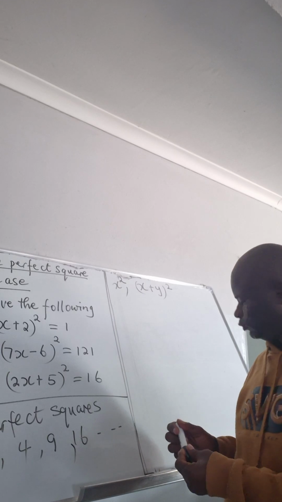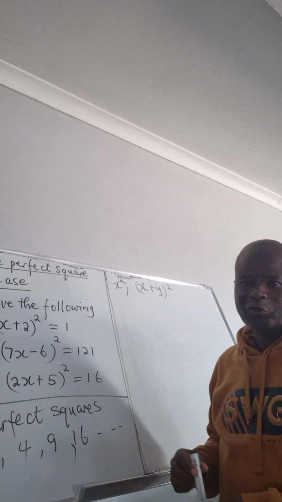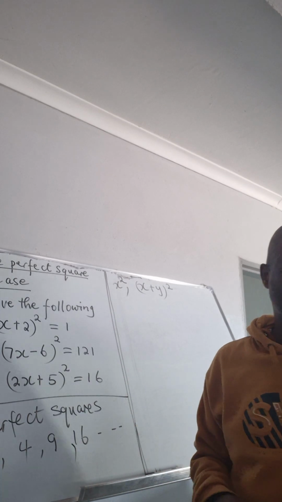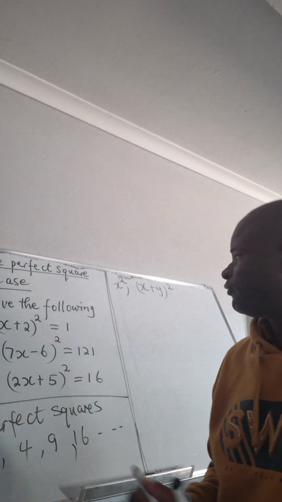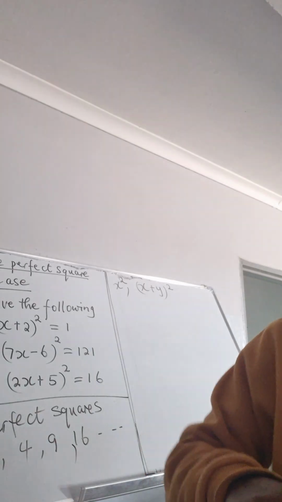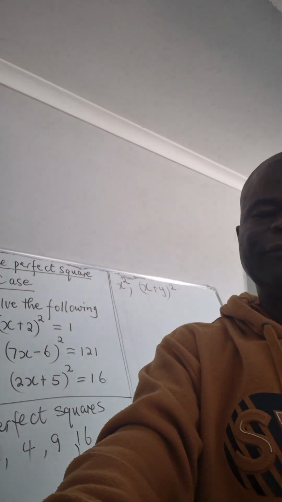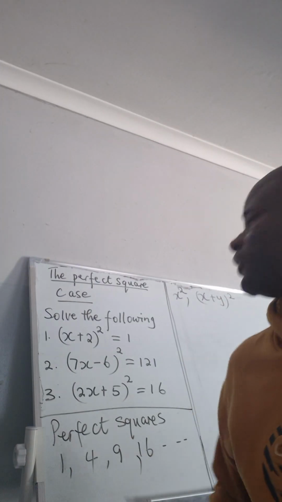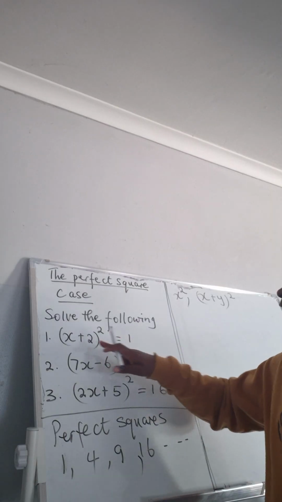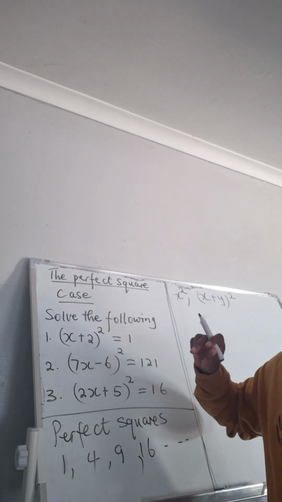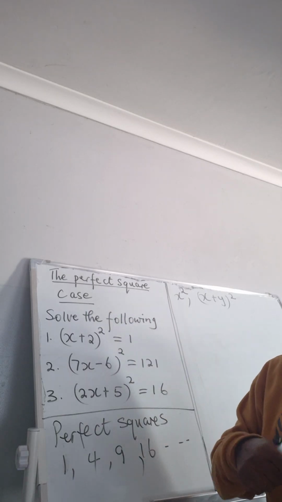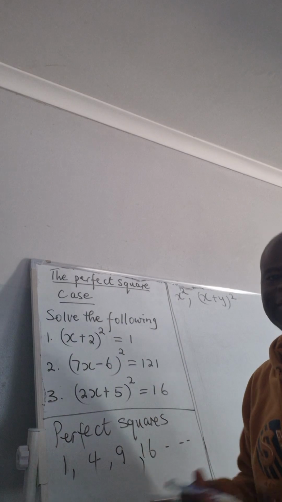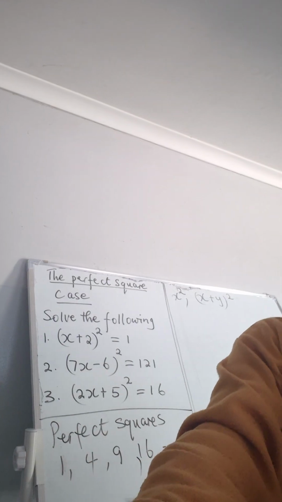Now we are going to solve quadratic equations that involve the perfect square. All right, I have these 3 examples. The first one, (x plus 2) squared is equal to 1. Solve for x. Let us start with that one.